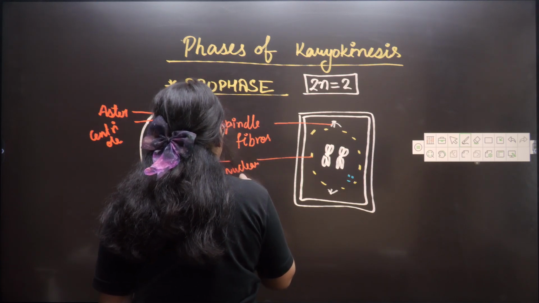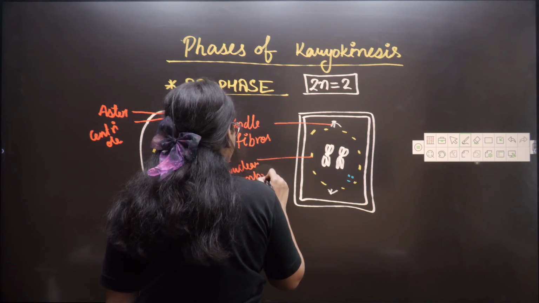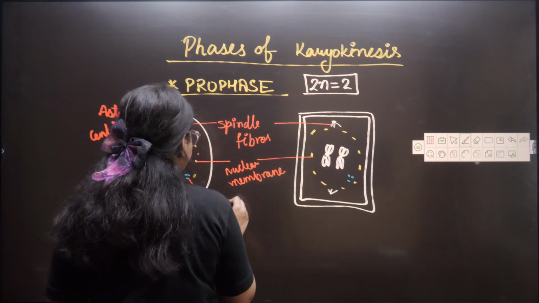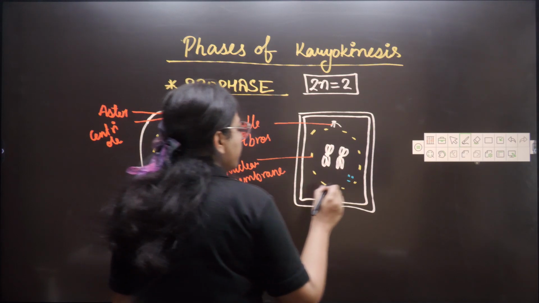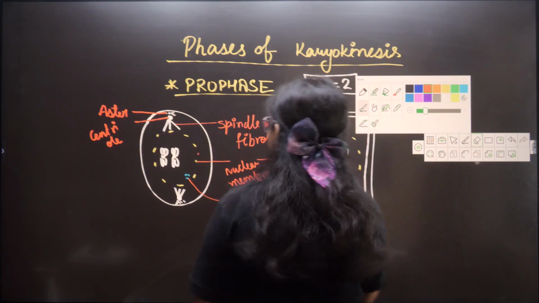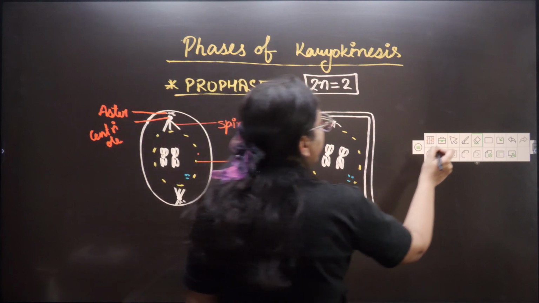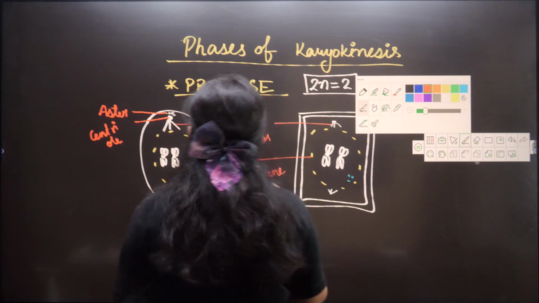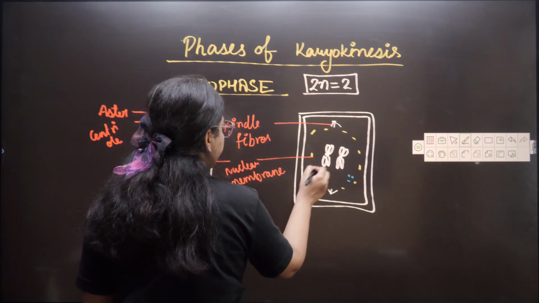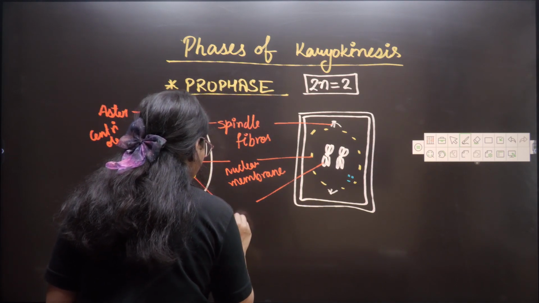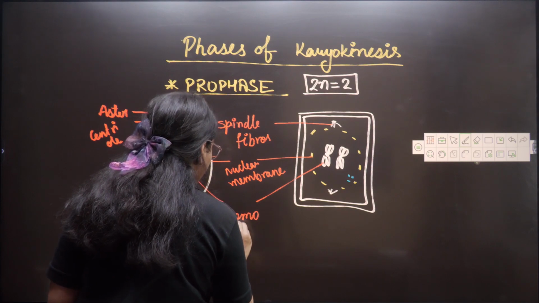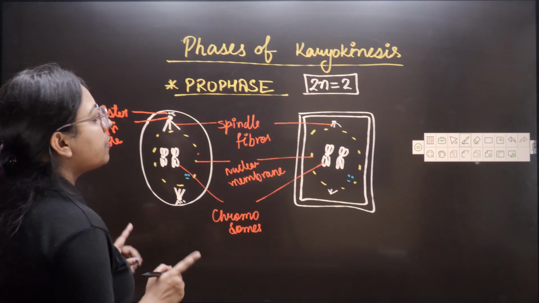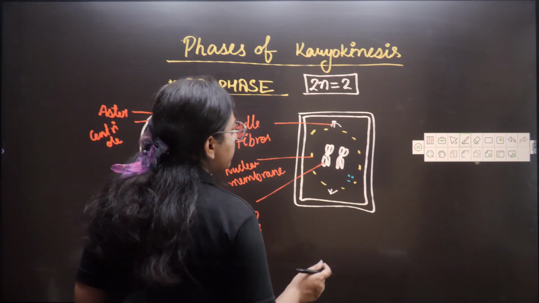This is the nuclear membrane, and this is the nucleus, but no need to label it, it is not that important. Then we have this, which is chromosomes. So this is the prophase. Fine, now let's do the next phase.